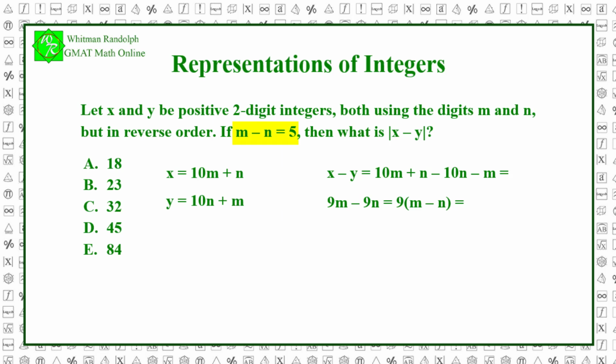And because m minus n equals 5, then 9 times m minus n equals 9 times 5, which equals 45. Recall that the problem asks us to find the absolute value of x minus y. So, since x minus y equals 45, and since 45 is a positive number, then the absolute value of x minus y equals x minus y, which equals 45. So the correct answer is D.